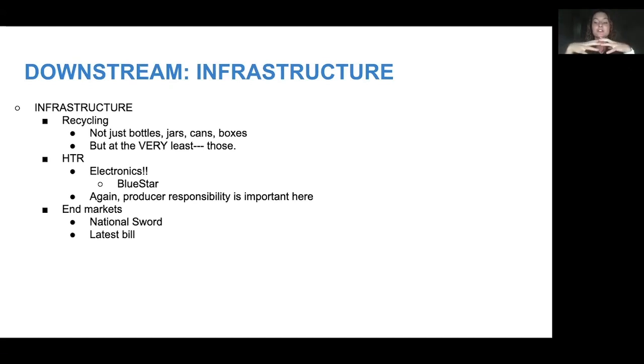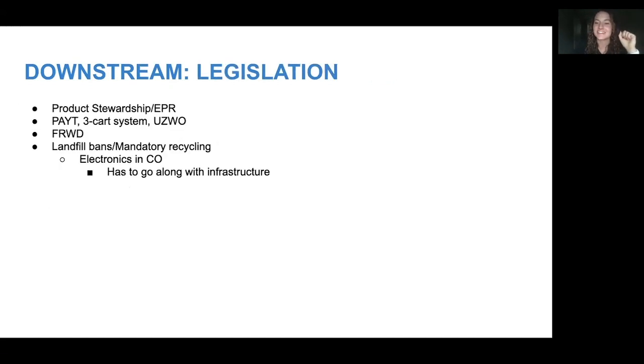So this is an infrastructure success story quite recently. Good job to EcoCycle and Recycle Colorado and everyone who worked on that. Progress, that's an example of progress. You love to see it, don't you?